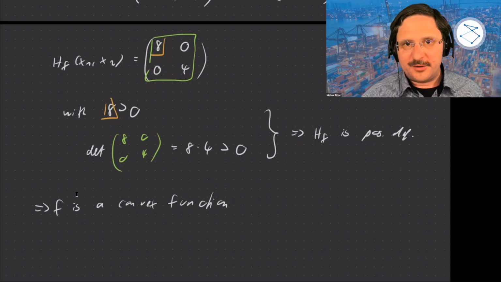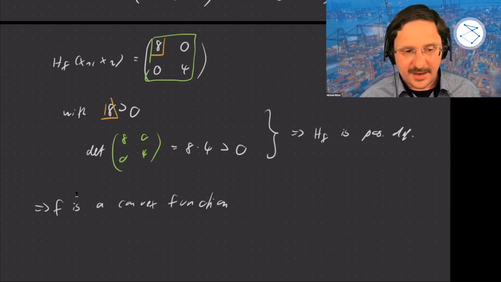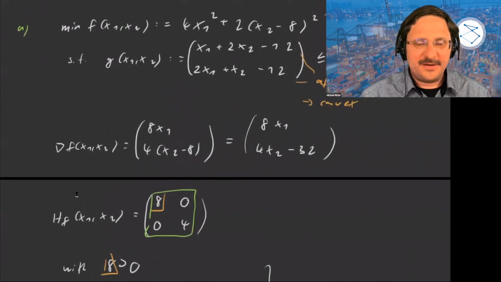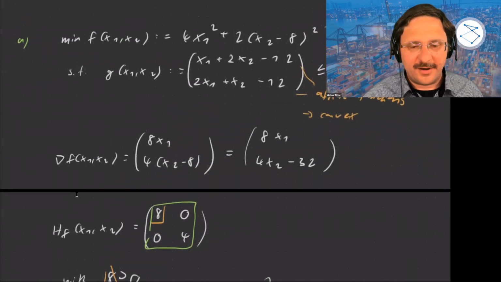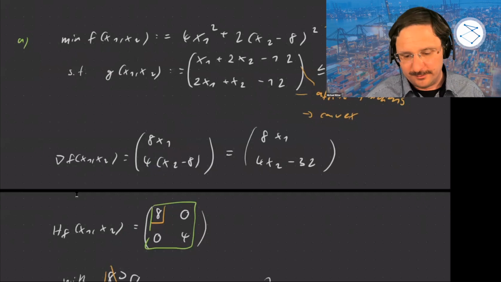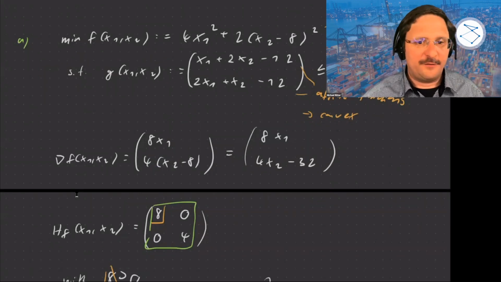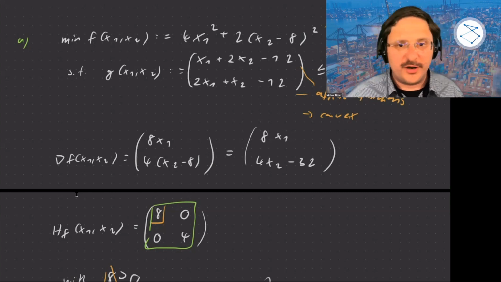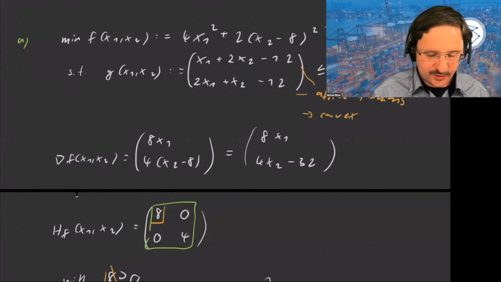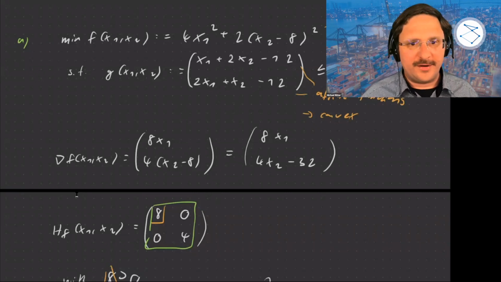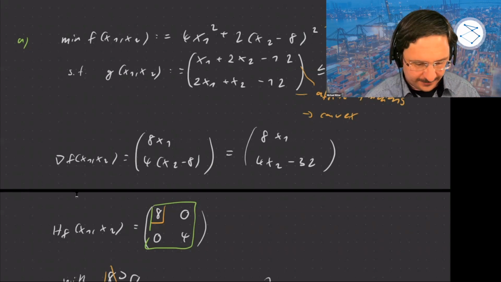Okay, so we have established that both G and F are convex functions. And basically that means that every KKT point we will find will also be an optimum. The one thing we have to look out for is we need to make sure that the constraint qualification holds, the Slater condition in this case holds. That means there is a point that satisfies the constraints strictly.